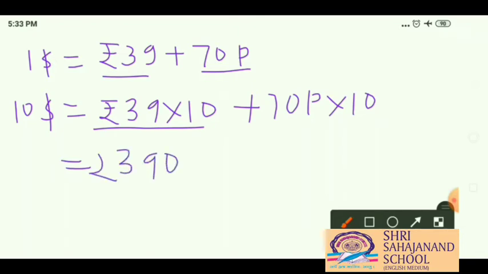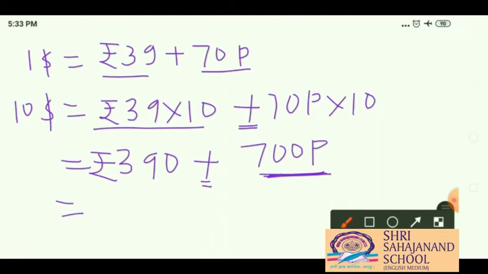Remember, it is 390 rupees plus, we have to give the plus symbol. 70 paise multiplied by 10 means it is 700 paise. Now in the next step, this 700 paise we can write as 7 rupees, because 100 paise makes 1 rupee, so 700 paise will make 7 rupees.